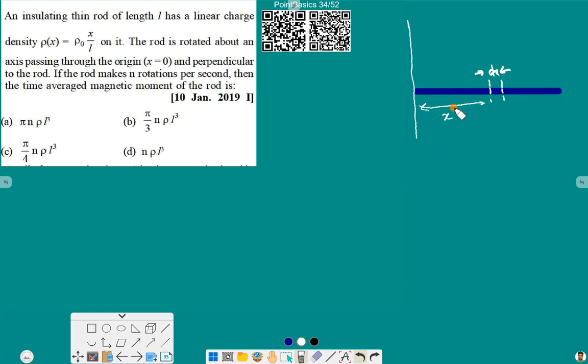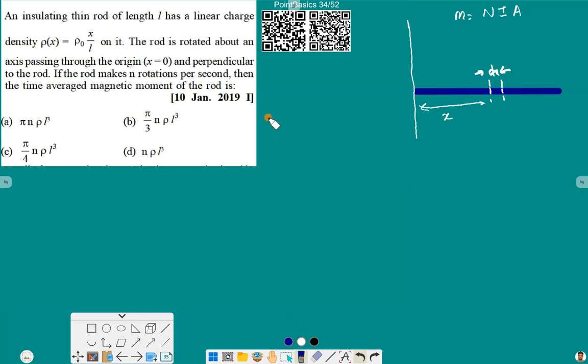So to find the magnetic moment, we have a formula for magnetic moment, that is N i into A. So we need the number of turns, or here it will be the number of rotations. I is the current, and current we can find after calculating the charge, and A is the area of that circle.